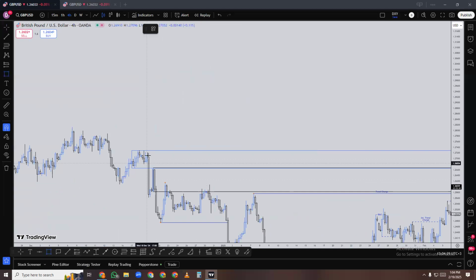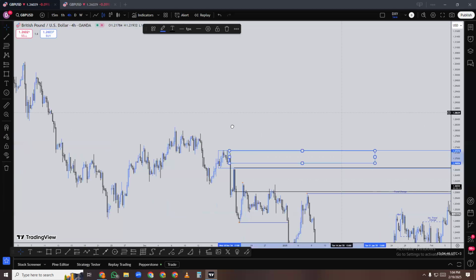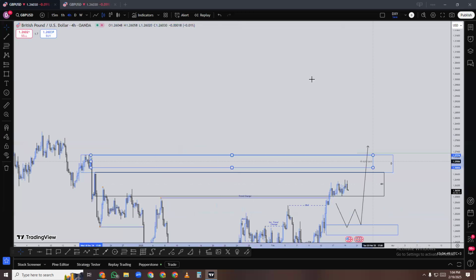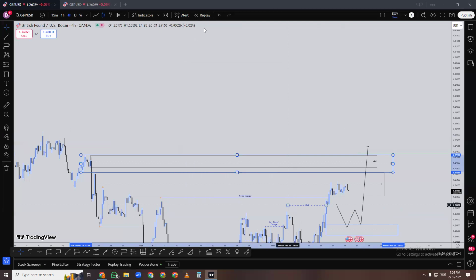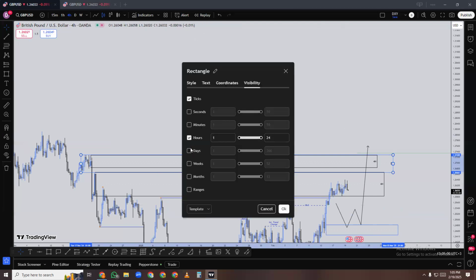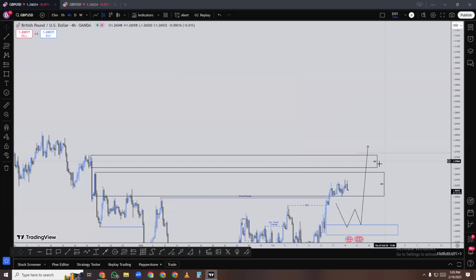So the way I would draw that would be using, I would also cover the high of that daily order block. Okay, let me just do that. And that would be it. That would be the unmitigated 4 hours zone where I'm expecting price to come to. And that is it. So that is what we are having.